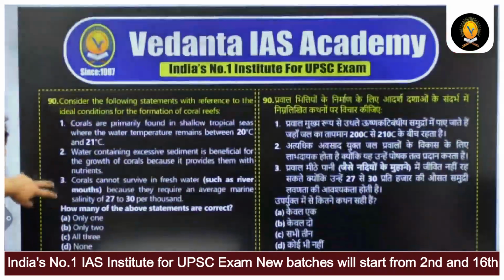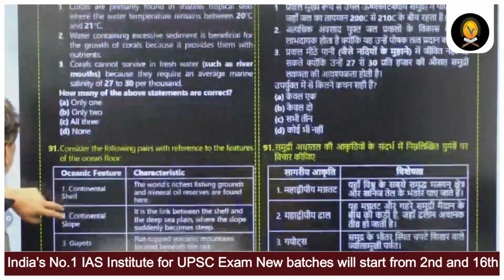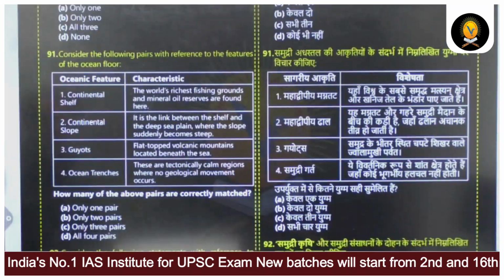Now, consider the following statement with reference to the ideal conditions for the formation of coral reef. Coral reefs are primarily found in shallow tropical seas where the water temperature is, yes, first is correct. Water containing excessive sediment is beneficial, no, because sediment is harmful for the growth of coral. Coral cannot survive in fresh water because they require average marine salinity of, yes. So, 1 and 3 are correct, 2 is not correct.